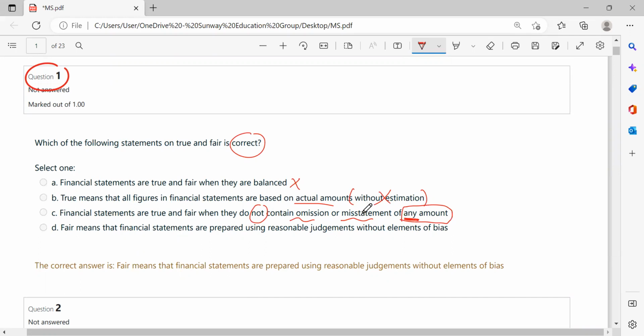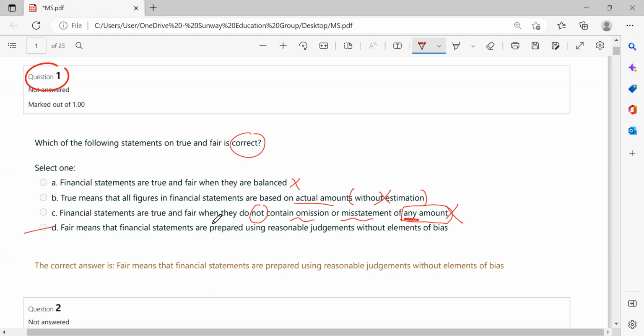So we cannot say financial statements are 100% correct, because sometimes there might still be some human error that is unavoidable. As long as your omission or misstatement is not important enough to affect users' decisions, we can still accept it. So this is wrong as well. So the answer should be D.